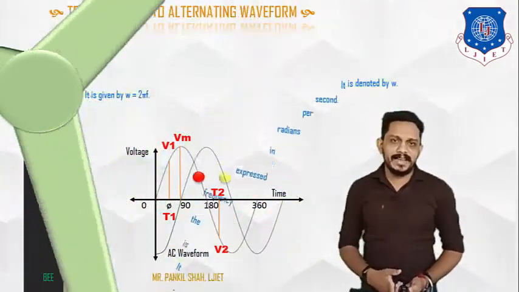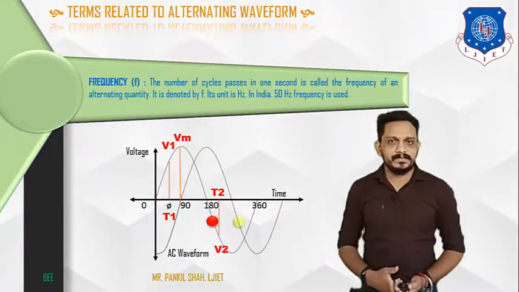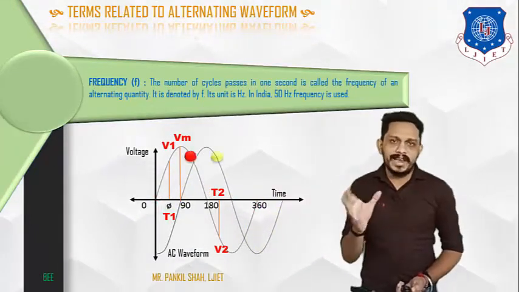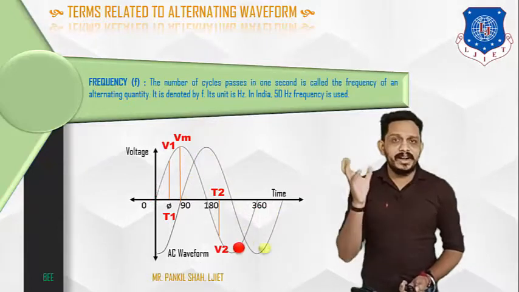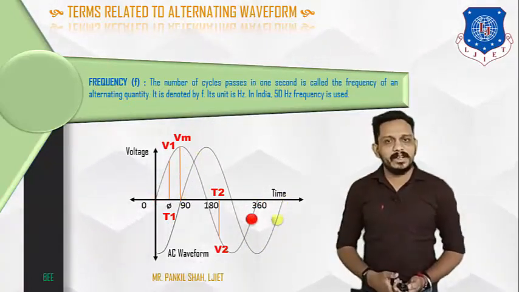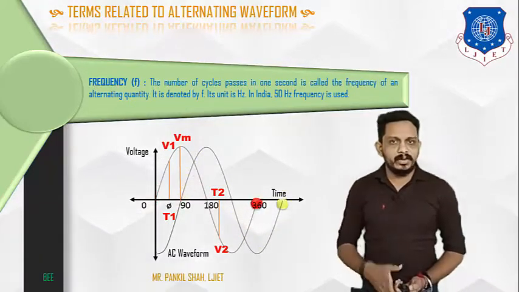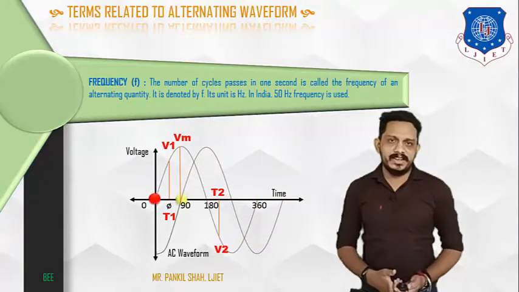Now let's see the next definition, and the next definition is frequency. Once we have decided our angular frequency, then we can decide the value of frequency. Because frequency is nothing but the number of cycles passing through in 1 second in any alternating cycle.